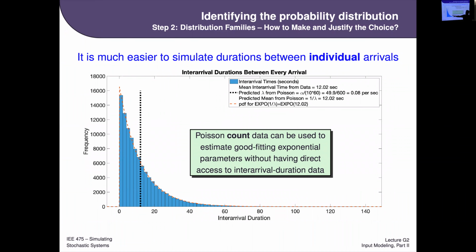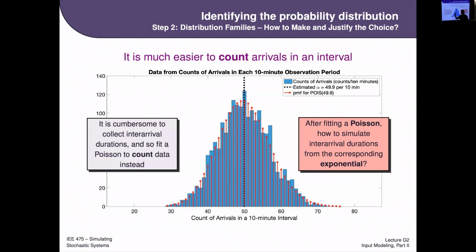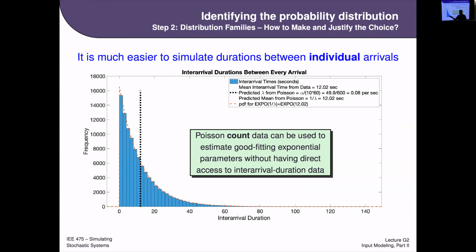I could have started with the inter-arrival times as fine, but it's a lot easier to do counts than to do the stopwatch, especially when you're talking about an airport where people are just flying through. Any questions about that? That's a real common trick to go from Poisson to exponential and back. It really simplifies your data collection.